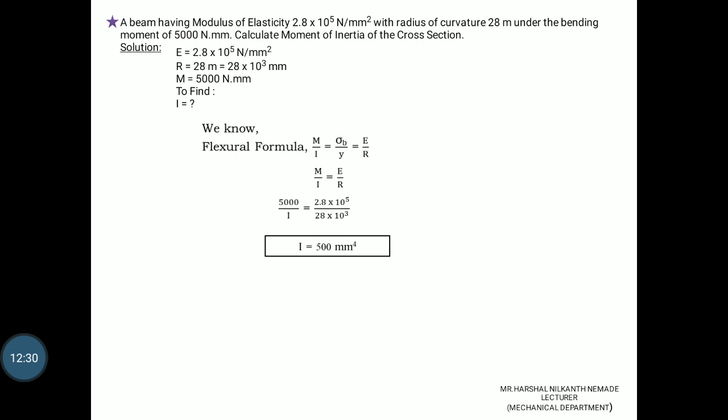Flexure formula: M upon I is equal to sigma B by Y is equal to E upon R. In this I will take only two terms, that is M upon I is equal to E by R. M value is there, I value is missing, so I have to calculate. E value is given, R value is given, substitute, and I will get I is equal to 500 mm raised to 4.